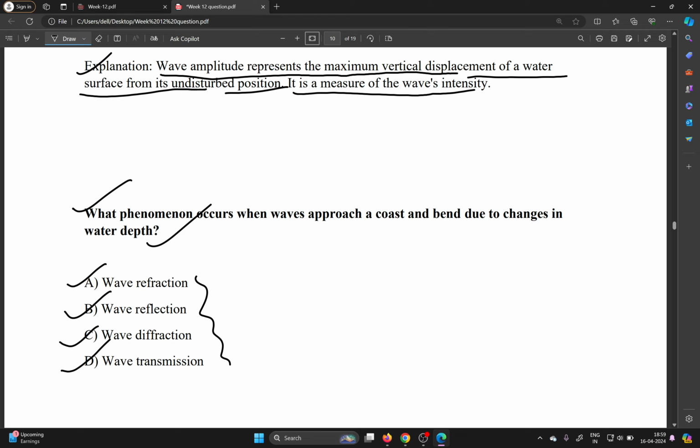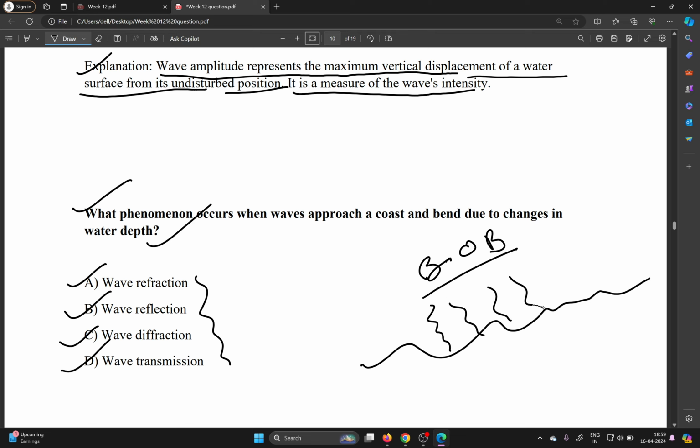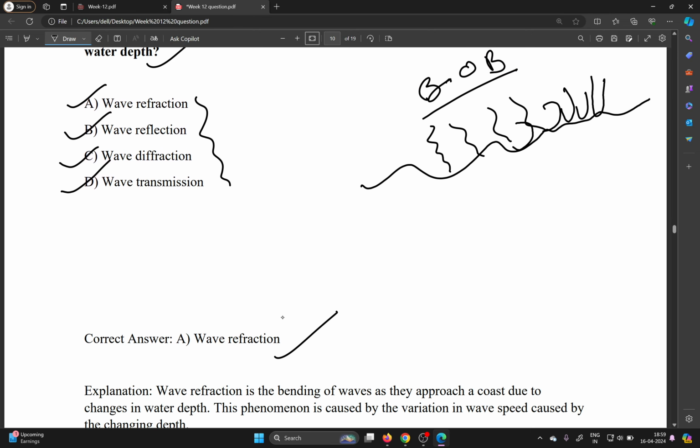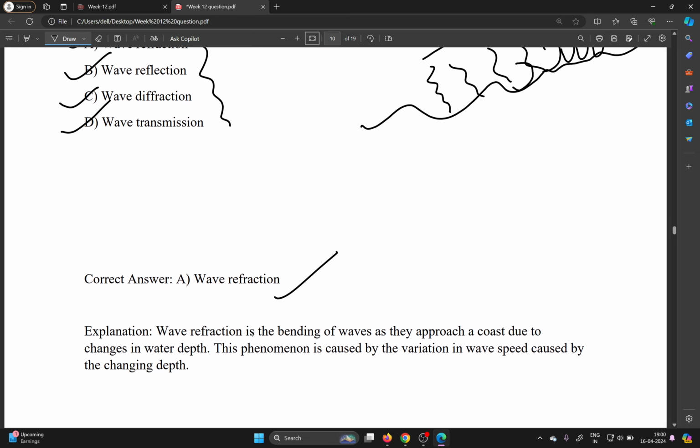What phenomenon occurs when the wave approaches a coast? Suppose this is a coast. If this is the coastal line, let's suppose this is the Bay of Bengal. If the wave approaches the coastline and bends due to change in water depth, this phenomenon is known as wave refraction. Remember always, this is a general question. Wave refraction is the bending of waves as they approach a coast due to change in water depth, caused by the variation of wave speed with the change in depth.